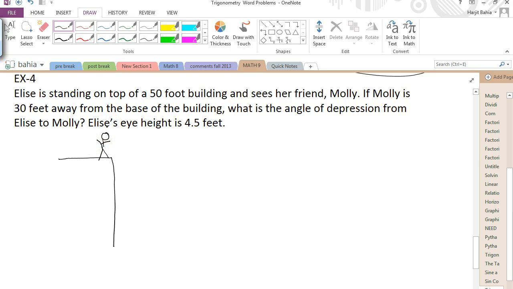Okay, anyways. So there's Elise at the top of a 50-foot building. The building is 50 feet. Elise's eye height is 4.5 feet. So that means from there to there, her eye, is 4.5 feet higher than the building. So from there to there is 4.5.